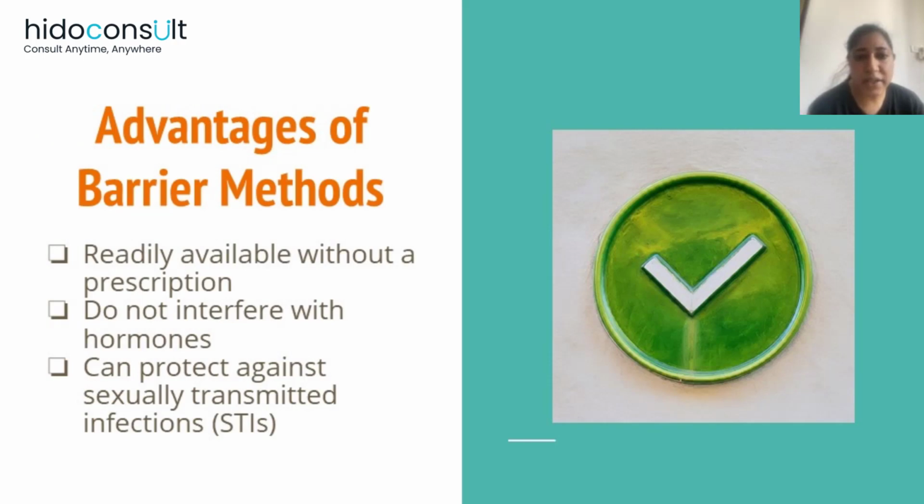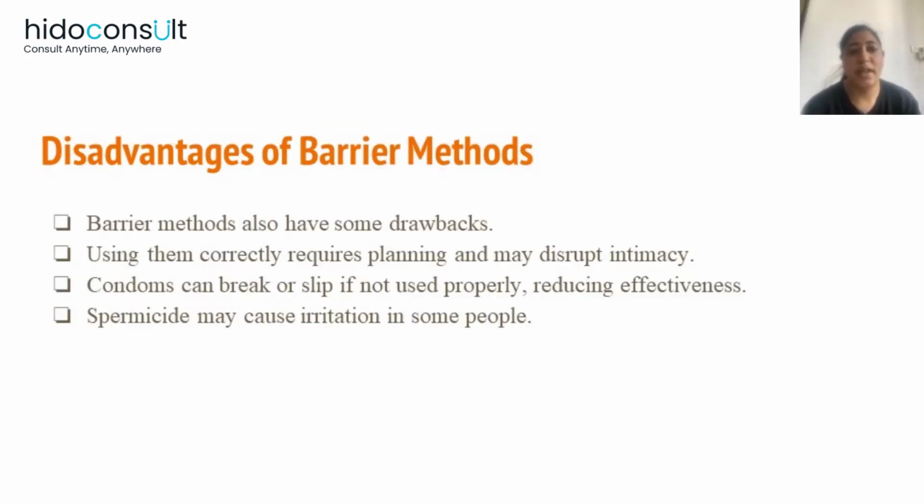Talking about the advantages of barrier methods, they are readily available without a prescription, do not interfere with the hormones, and can protect against sexually transmitted diseases also. Disadvantages of barrier methods are that using them correctly requires planning and may disturb intimacy. Condoms can break or slip if not used properly, which reduces their effectiveness. Spermicide may cause irritation in some people.